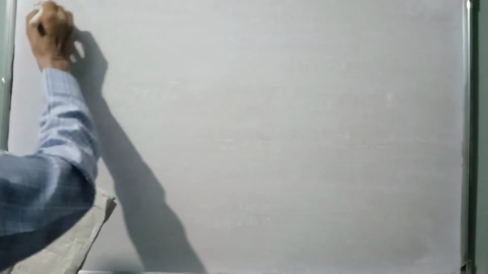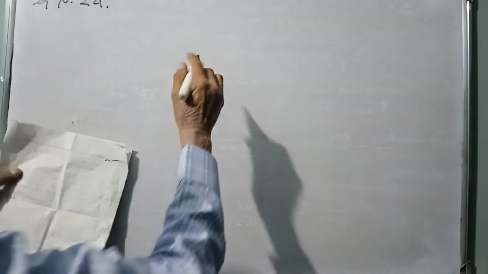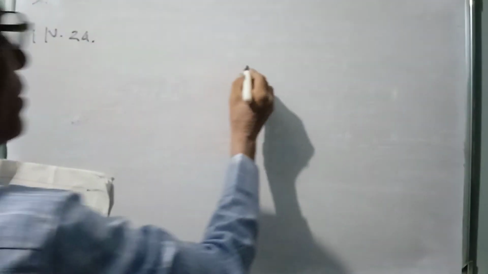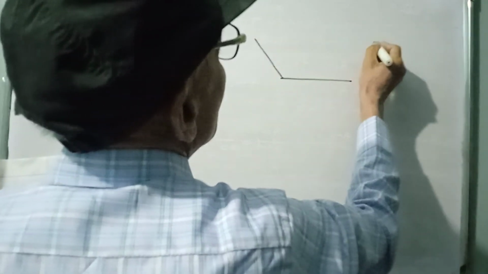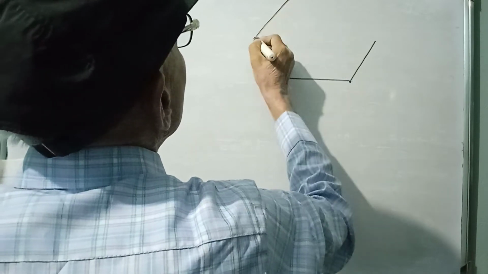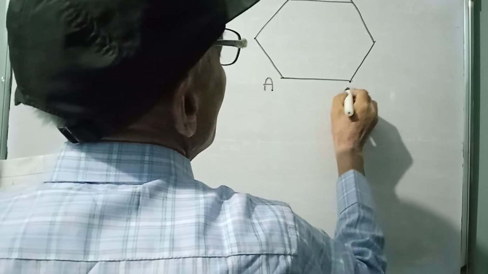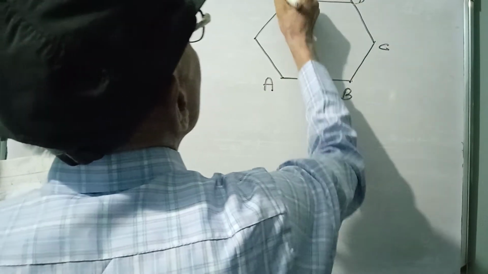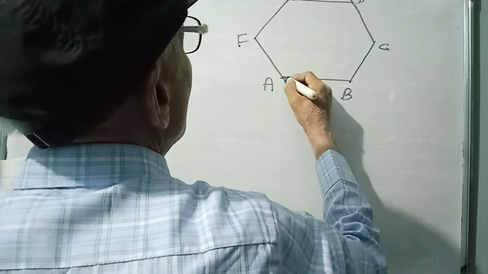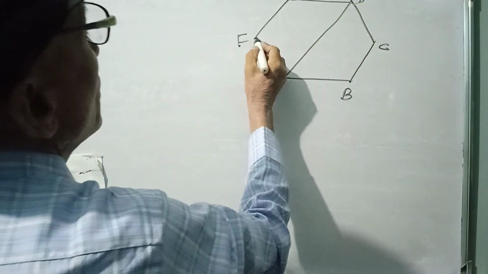There is one theorem, vector theorem, question number 24, last for today. First of all, let me write down the question. Question number 24, vector, main diagonal.